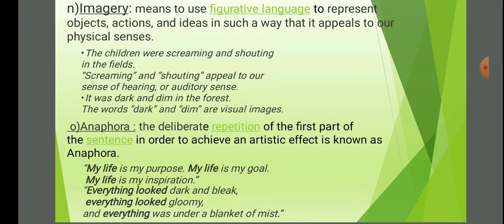You can see in the example, my life is my purpose, my life is my goal, my life is my inspiration. The use of my life in the sentence is anaphora, means repetition of the first part of the sentence. Everything looked dark and bleak, everything looked gloomy, and everything was under a blanket of mist. In all the 3 sentences, everything is used. This is an example of anaphora.